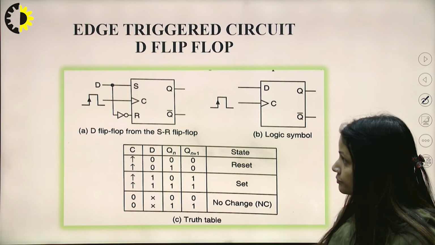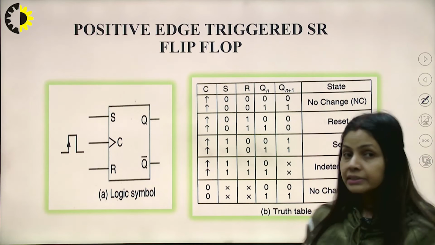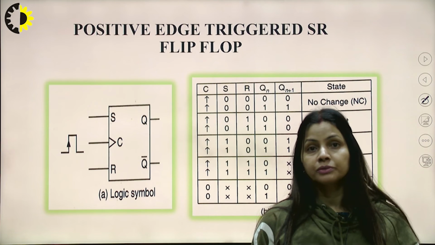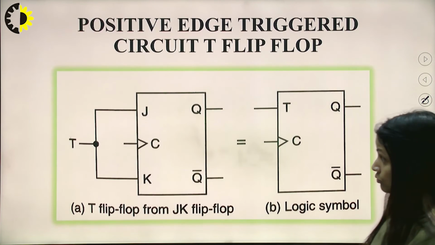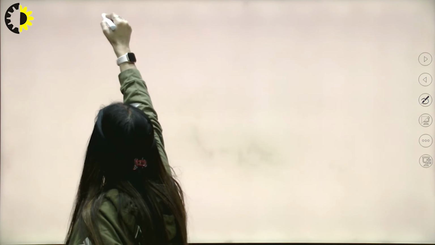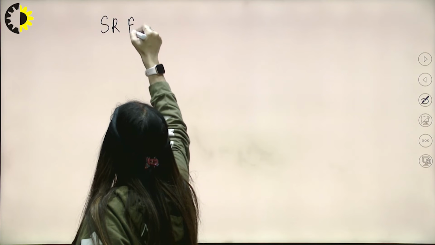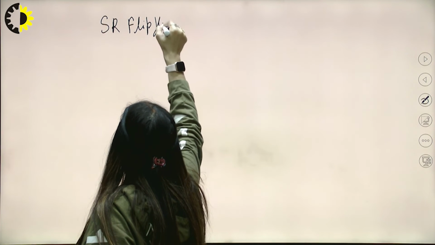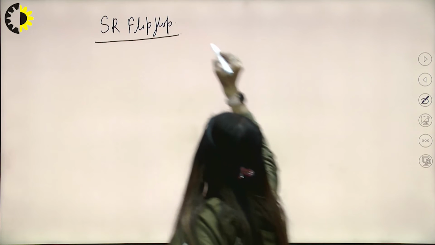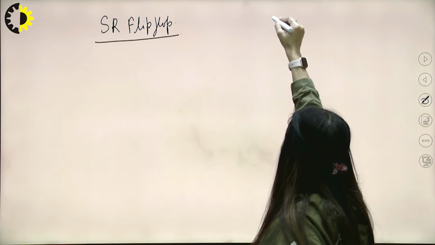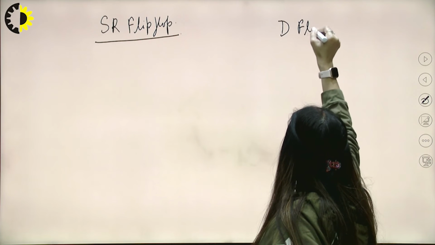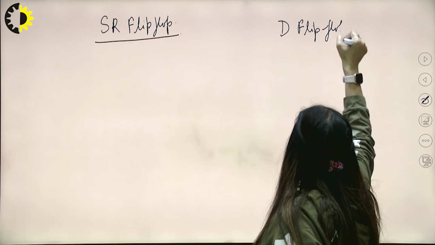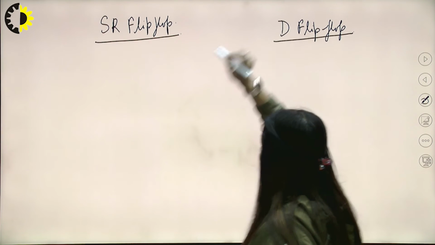Now let us discuss all the flip-flops which we have discussed. Let us revise once more. So I am making a short table for the SR flip-flop, the D flip-flop.